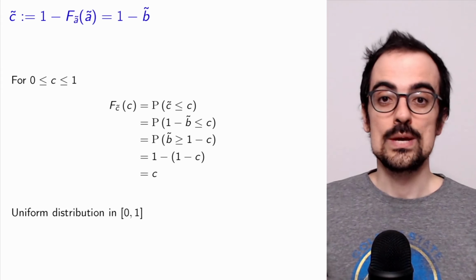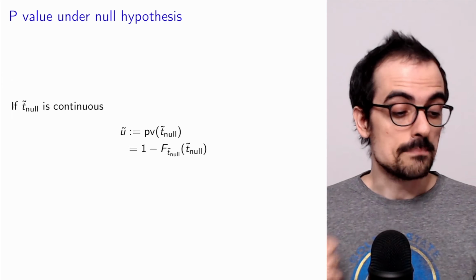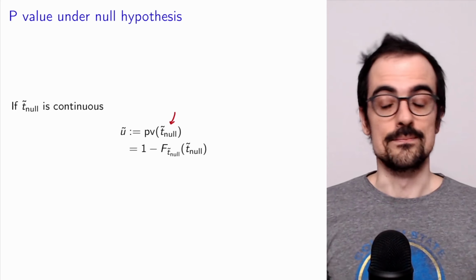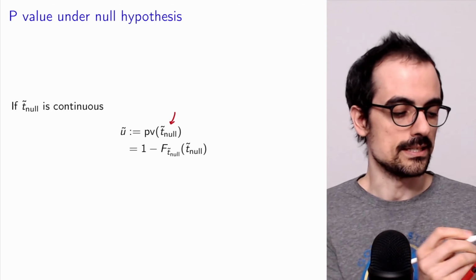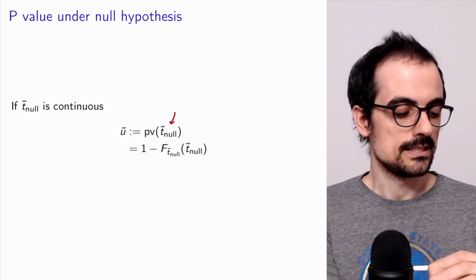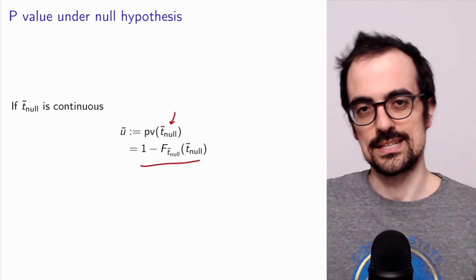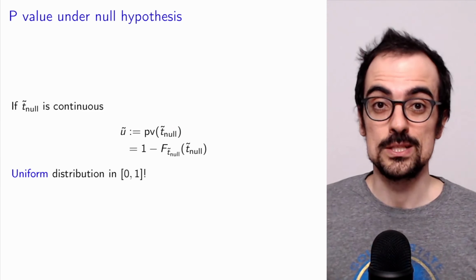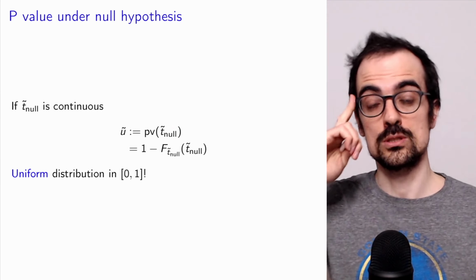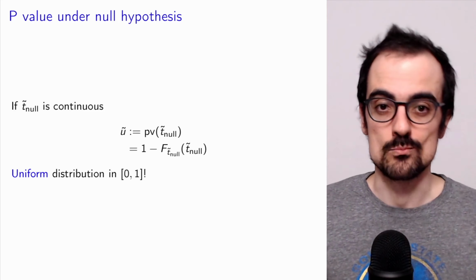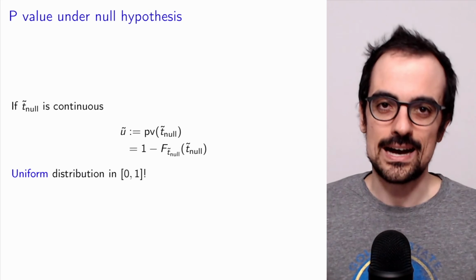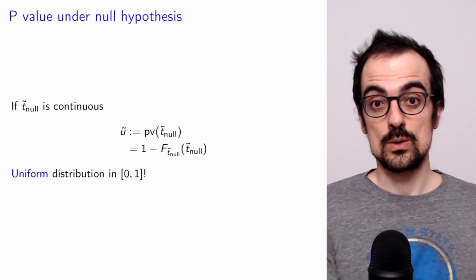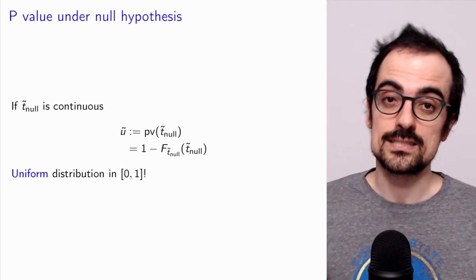We have just proved that the p-value, which is obtained by plugging the test statistic under the null hypothesis into the p-value function, since it has this form where it's 1 minus the CDF of the test statistic evaluated at the test statistic, has a uniform distribution between 0 and 1. And this is a crucial property of the hypothesis testing framework. I cannot overstate how important this is because the whole framework is set up so that this happens. We also will find it very useful to analyze multiple testing in one of the following videos.